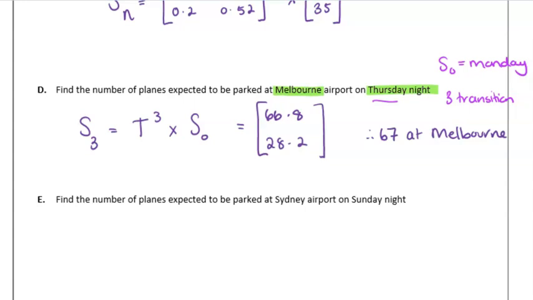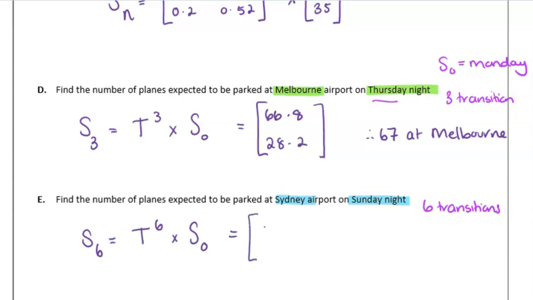For part E, find the number of planes expected this time to be parked at Sydney on Sunday night. So again, let's consider Sunday night would be from Monday, would be 6 transitions. And so that tells me that I'm going to find S6, which means my transition matrix to the power of 6 times my initial matrix, so always multiplied by that initial value.